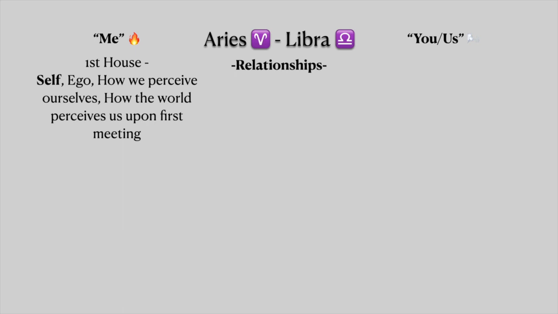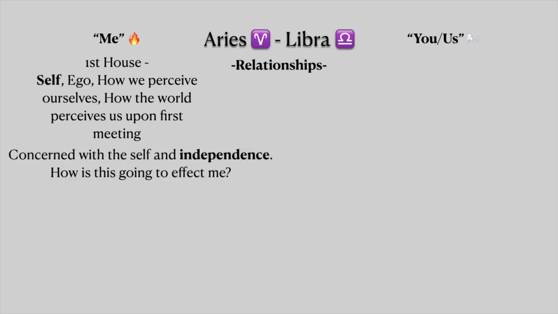So first up, we have Aries and Libra. The theme here is relationships. Aries is me and the element of fire. Libra is you or us and is the element air. Aries rules the first house of self, ego, how we perceive ourselves, how the world perceives us upon first meeting. Aries is concerned with the self and independence.